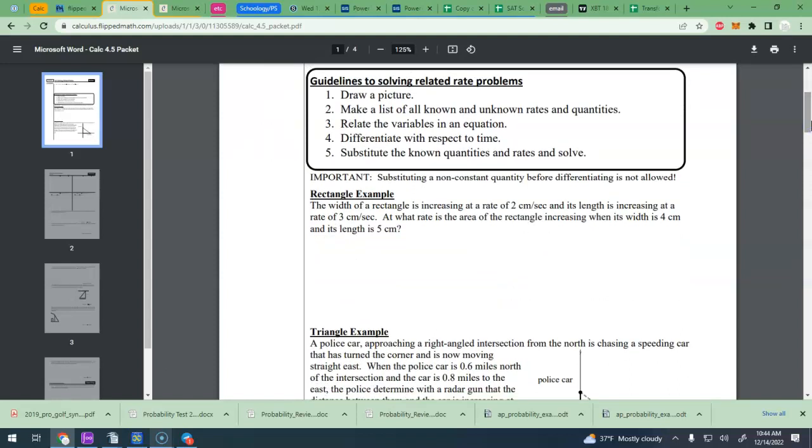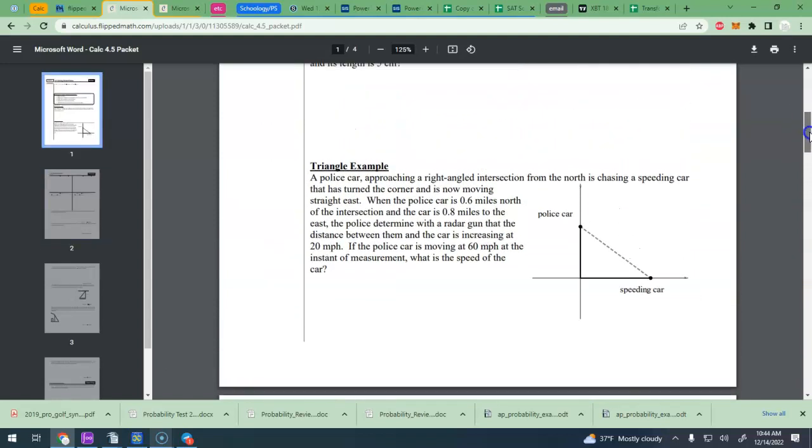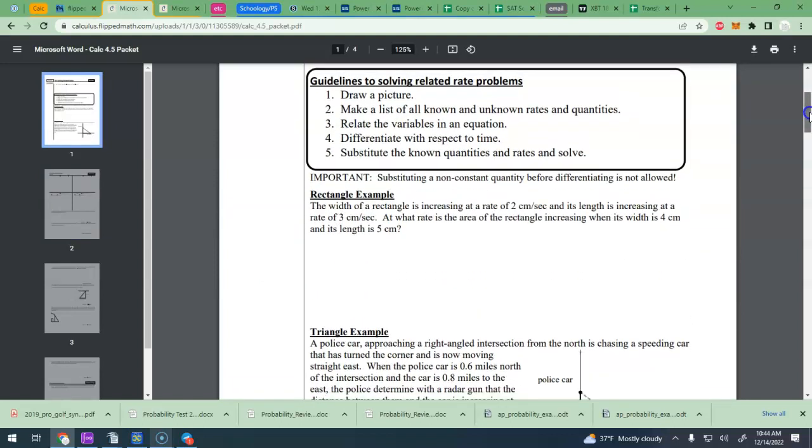Should I do the ones in the notes too? Yeah, please. Alright. And then I'll do number 5 and I'll do 6.